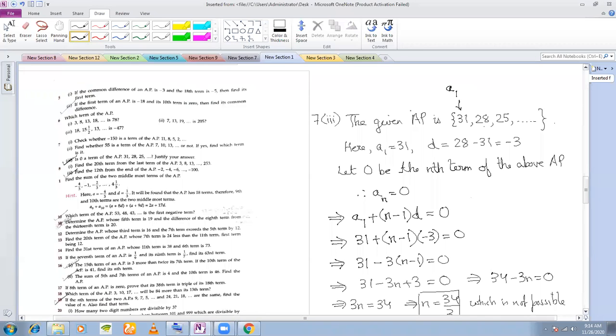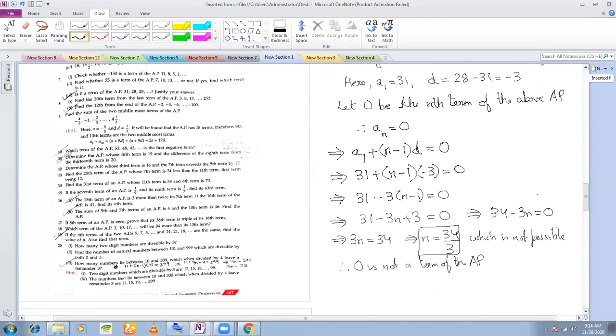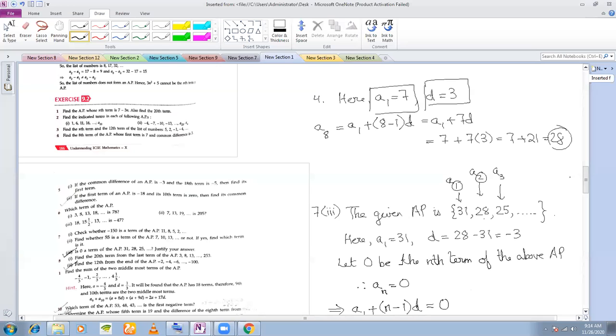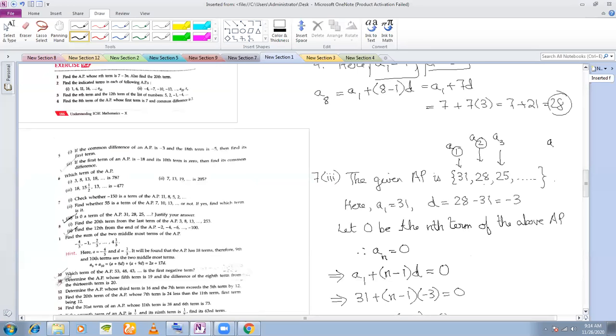This is a1. That means first term. So this is your n. n is equal to 1. a2, this is your second term. a3, this is your third term. But if we get n as a fraction, 34 by 3, then do you say a 34 by 3?